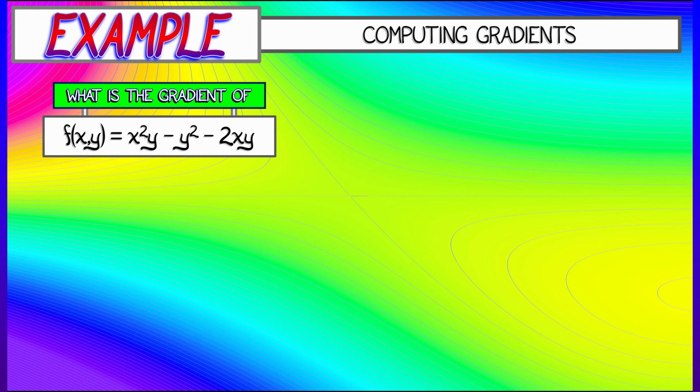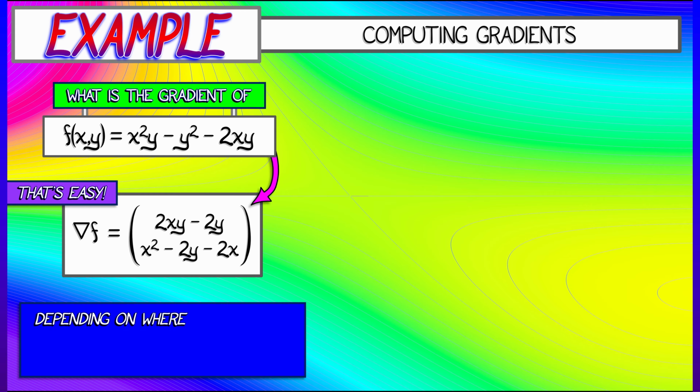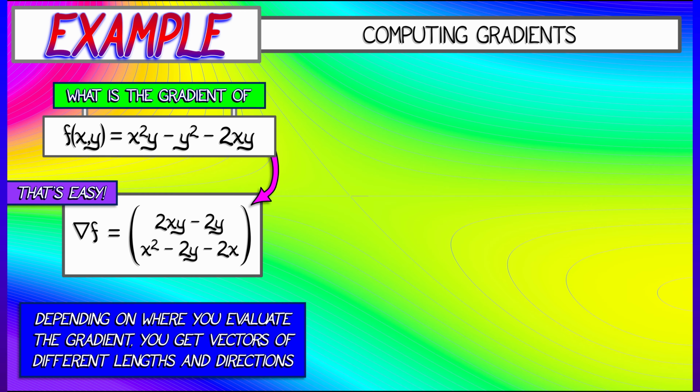Let's look at the function f(x,y) = x^2 y - y^2 - 2xy. What is the gradient of that? That's easy. We just compute partial f partial x, which is going to be 2xy - 0 - 2y, and then partial f partial y, which is x^2 - 2y - 2x. And we stack that into a vector. That's the gradient of f.